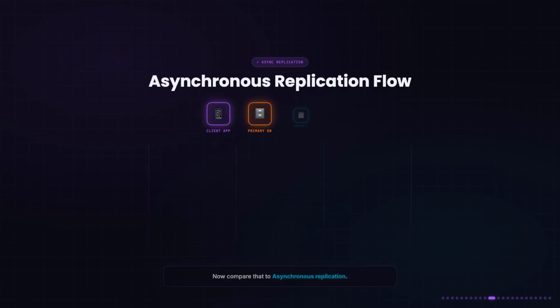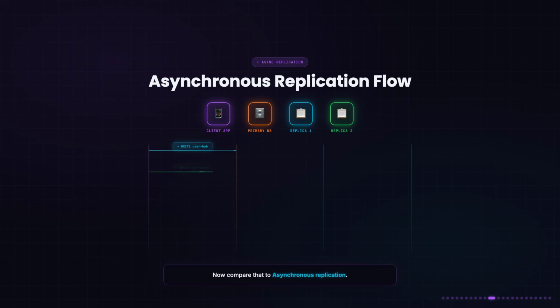Now compare that to asynchronous replication. The primary saves data and immediately confirms to your app. Then it sends the data to replicas in the background. This is much faster from the application's perspective. But there's a catch: replication lag. If the primary fails during that lag, unsynced data is lost.